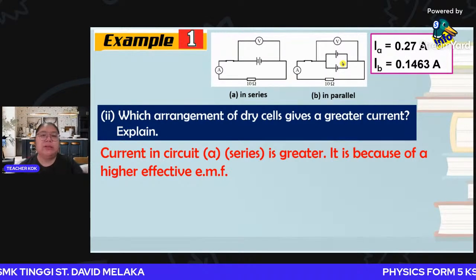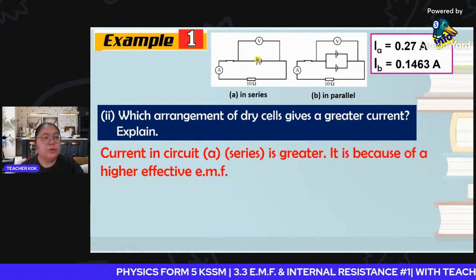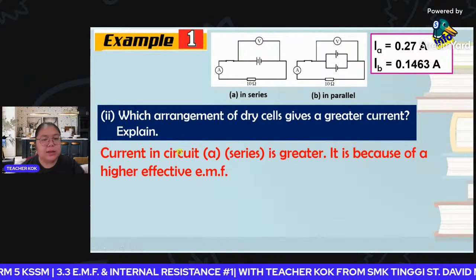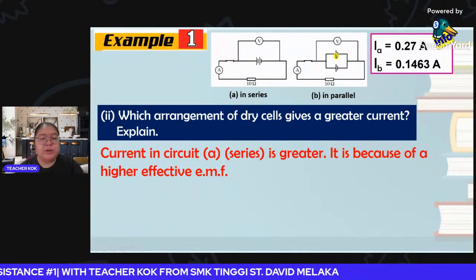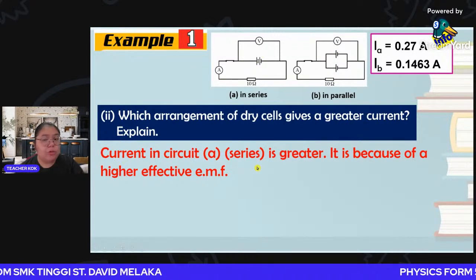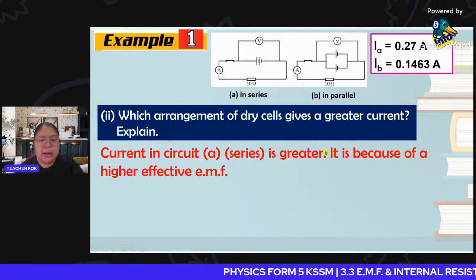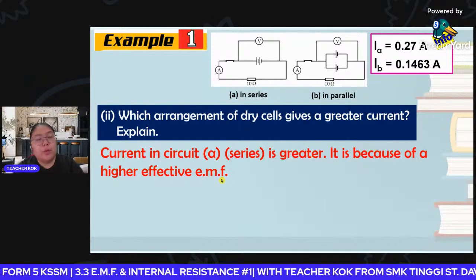For this situation, surely the one that gives more EMF is the first one, because you join 3 volt of EMF. After that, the current going through will also be greater. Even though the resistance becomes higher, when we do the calculation we find the series produces the bigger current. It is because of the higher effective EMF. Important: if you have higher EMF, you produce more current.